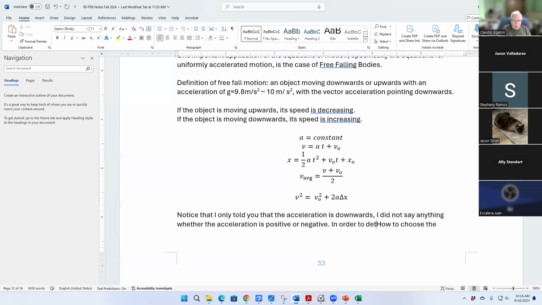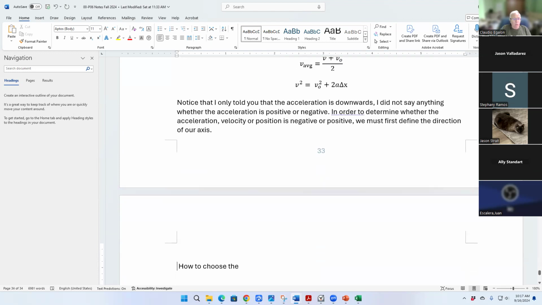In order to determine whether the acceleration, velocity, or position is negative or positive, we must first define the direction of our axis. Okay, there is only one axis, and I'm going to get there right now.